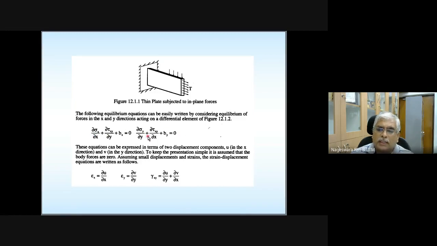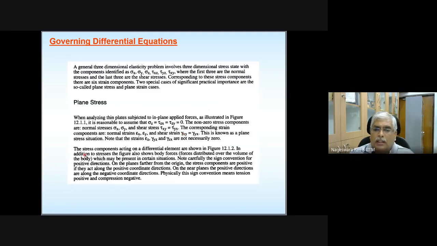Please take a note of these two equations. So let's read this. The stress components acting on a differential element are shown. In addition to stresses, the figure also shows body forces, forces distributed over the volume of the body, which may be present in certain situations. What is body force?